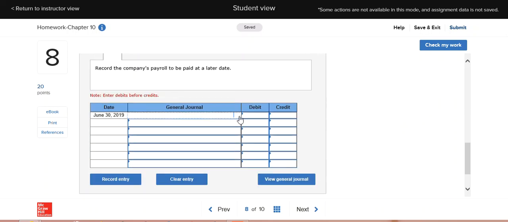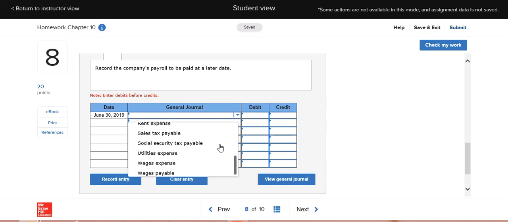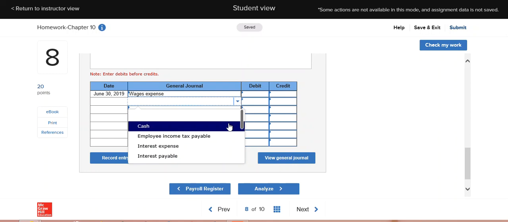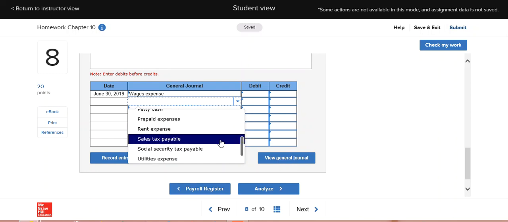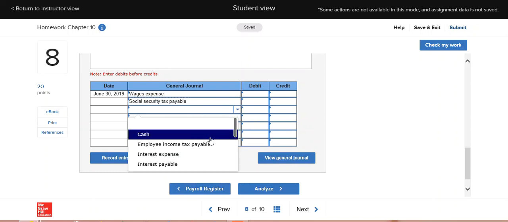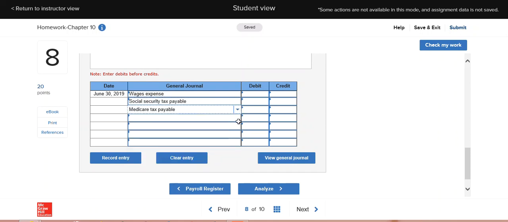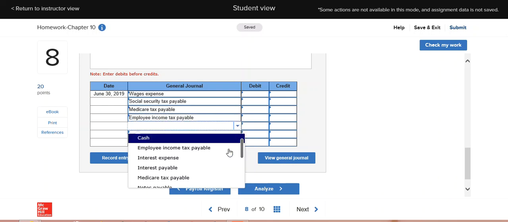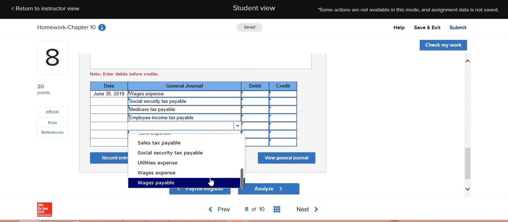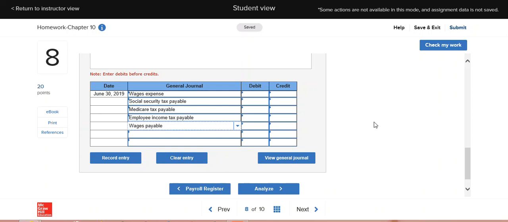All right, so our wages expense is the gross amount. The next thing you're going to do is record your deductions, and we had 3. We had Social Security, not sales tax, Social Security tax payable, Medicare tax payable, and employee income tax payable. And then you have the net amount, which is salaries payable. Oh, wages payable, same thing, they're just calling it something else. So basically you have your gross amount, deduction, deduction, deduction, net amount.